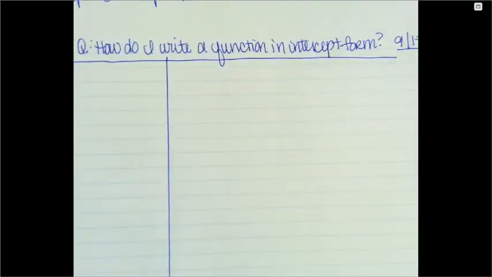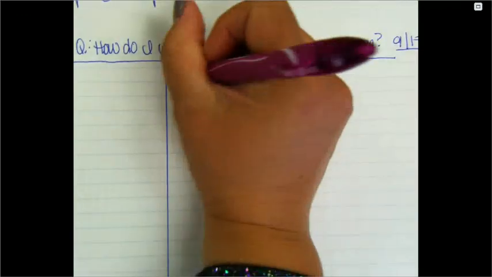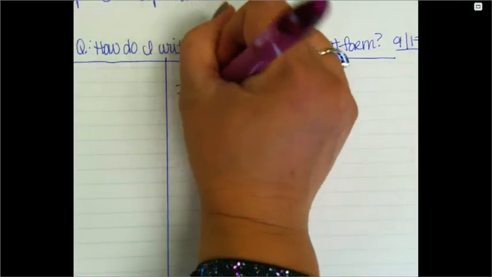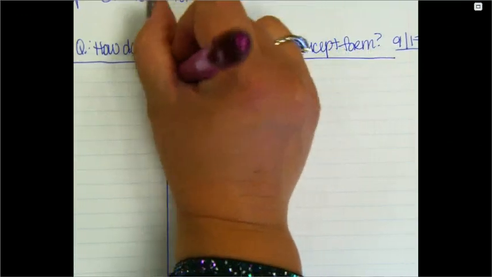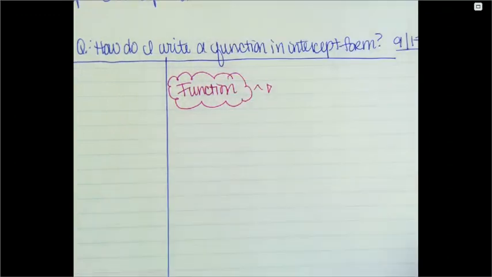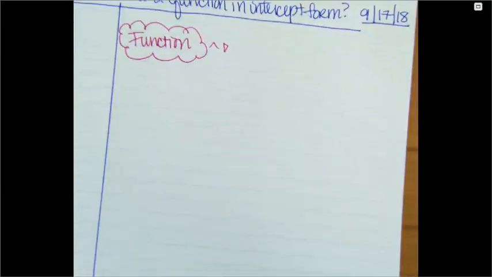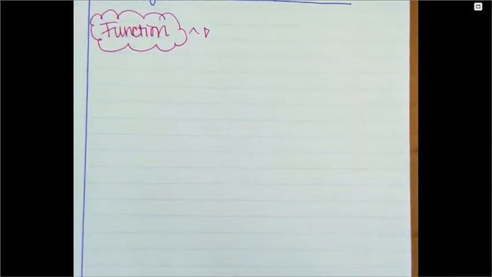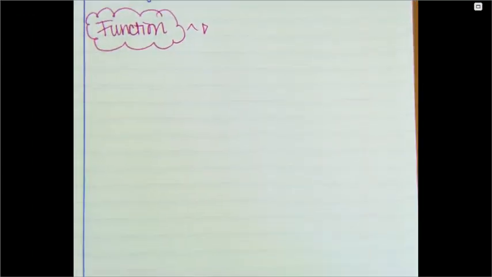All right, so how do I write a function in intercept form? You okay there, Alyssa?